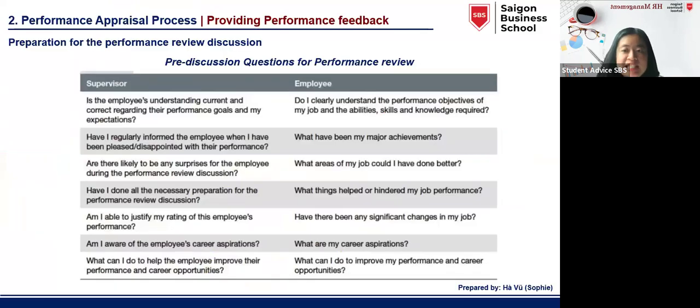Solid preparation is key to a successful performance review discussion. So as a manager, here are some important steps to take before the meeting. Firstly, notify the employees in advance about the upcoming review so they can also be prepared. For example, complete a self appraisal, review their goals, and consider career development or any questions that need to be answered by the line managers. Secondly, set aside sufficient time for the discussion and ensure there are no interruptions.